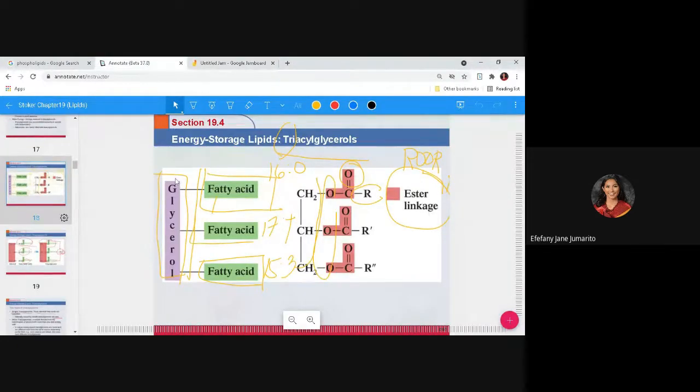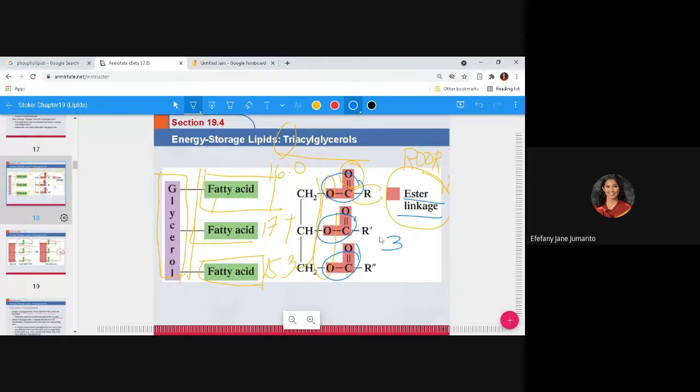So how many ester linkages are there? Three. We have three, because we have ester linkage 1, 2, and we have 3. So there are 3 ester linkages in your triacylglycerols.